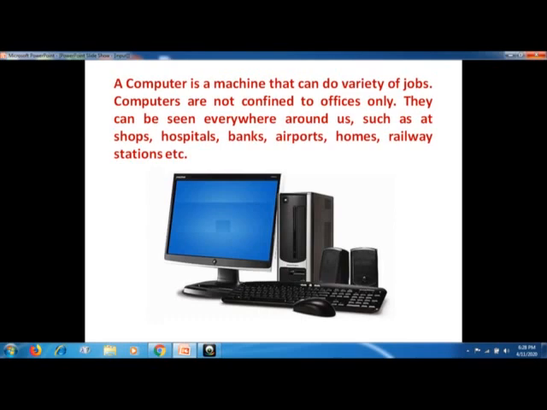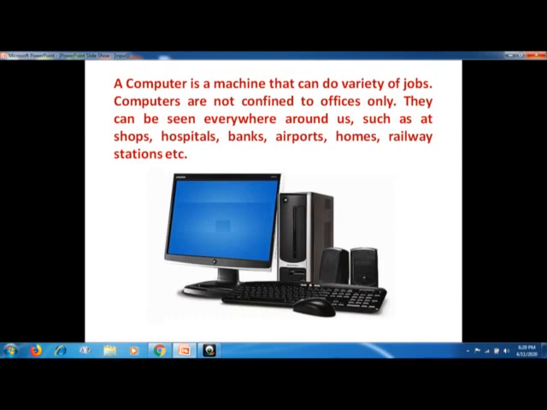That's why they are not confined to offices only. That means now we are not using them at offices only. You can see computers at many more places. You can see computers everywhere around you, like we can see computers nowadays at shops, in hospitals, at banks, in airports, and at many more places, right? So now this is what a computer is.